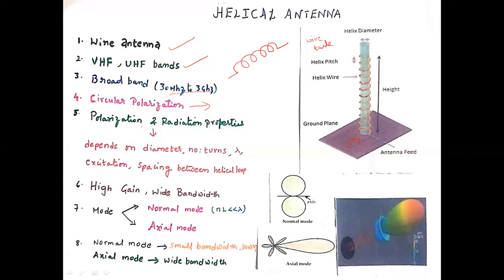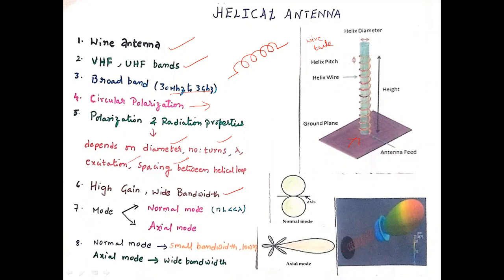As we know, many antenna output parameters depend on the different design parameters we use. In this case also, for controlling the radiation property of the helical antenna, the main parameters are the diameter, the number of turns, the spacing between the loops, and the way we excite the antenna. All these things decide the output radiation pattern. This antenna provides high gain as well as wider bandwidth.